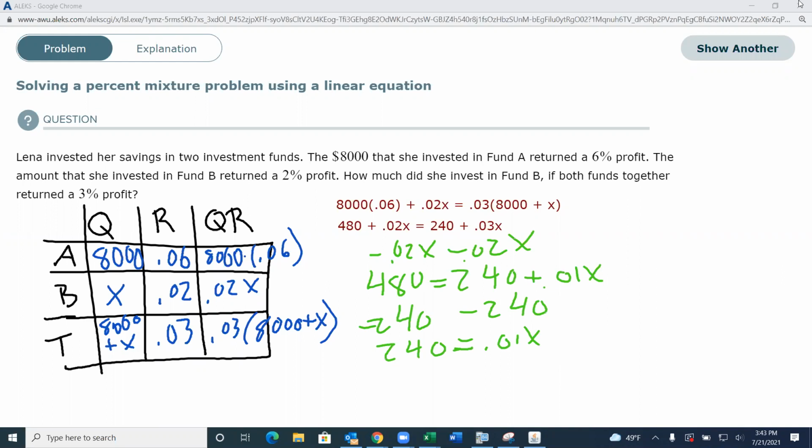When we divide both sides by 0.01, we get 24,000, as in $24,000. I know that's a dollar amount because X is by itself right here for the quantity of money invested in Fund B. And just as we expected, the amount going into Fund B is considerably more than the amount going into Fund A. So that is how these are done. Practice, practice.